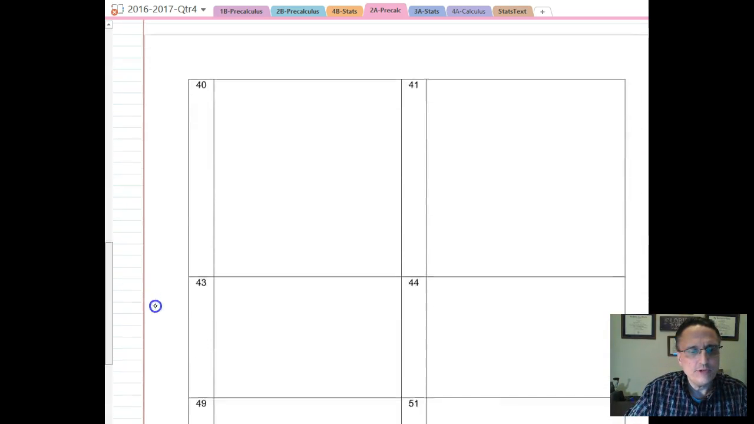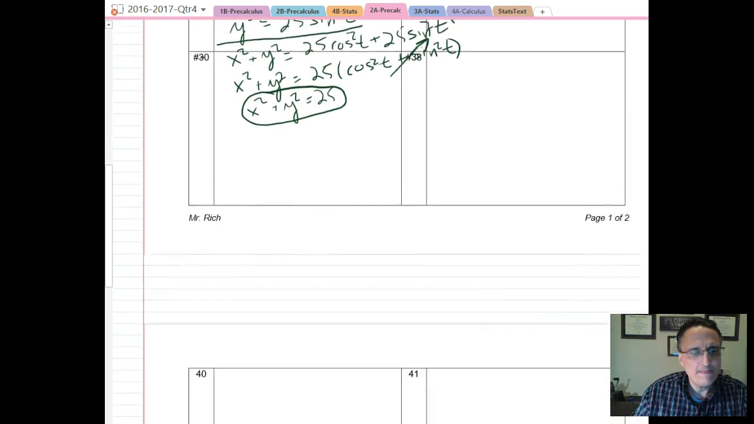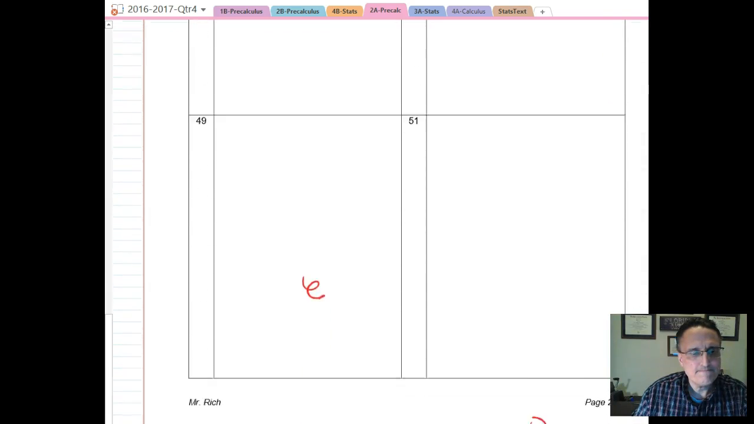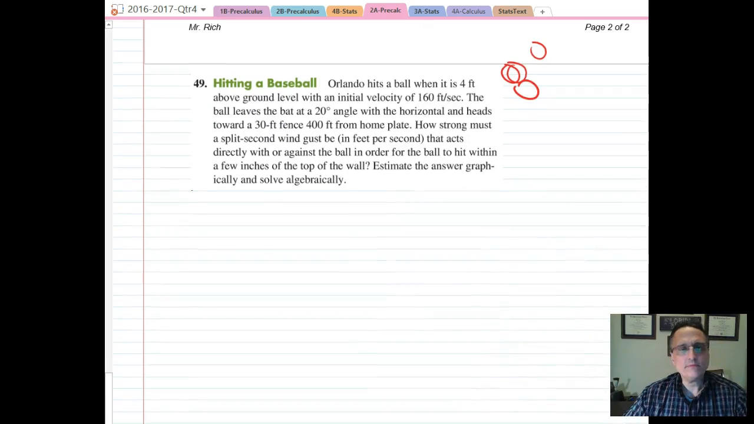You might have a question. I'm sure that somebody has a question about number 49. So Orlando hits a ball when it is 4 feet above ground level with an initial velocity of 160 feet per second. The ball leaves the bat at a 20-degree angle with the horizontal and heads toward a 30-foot fence 400 feet from home plate.